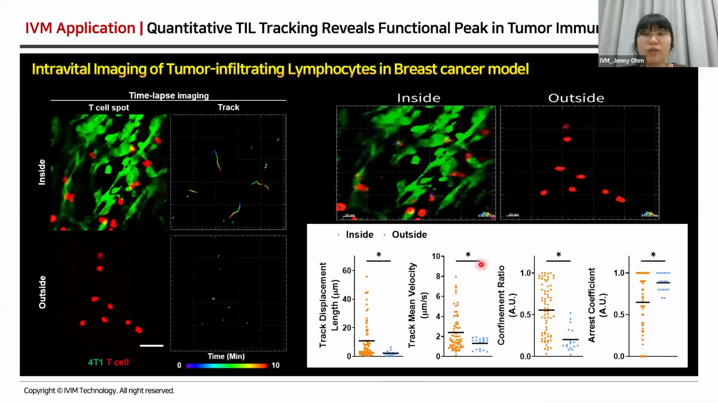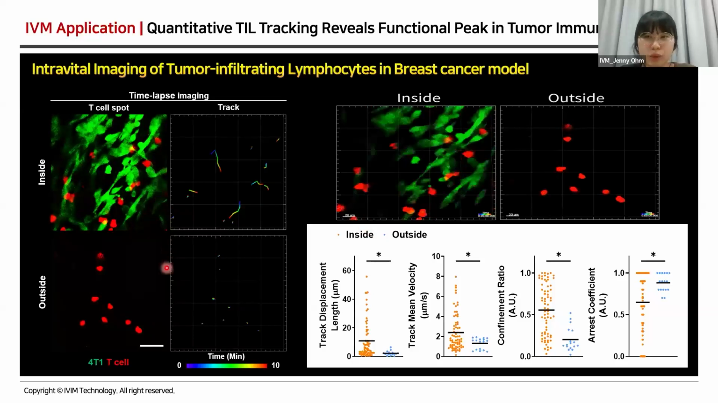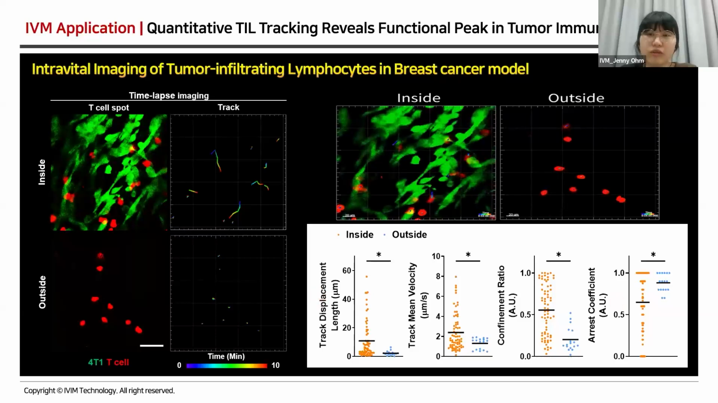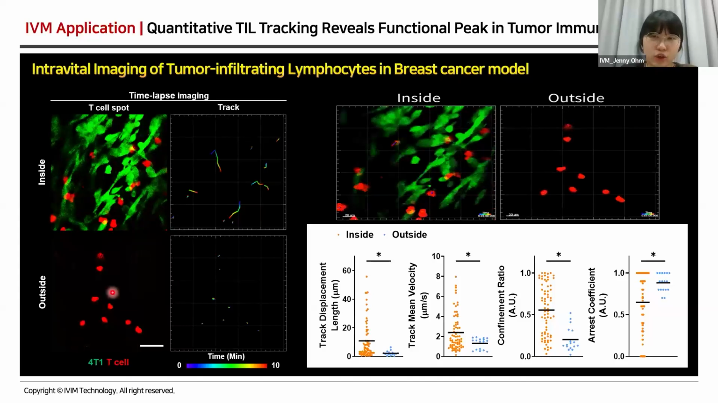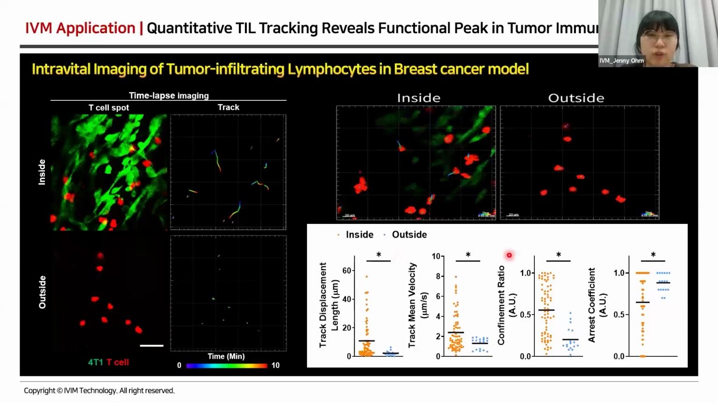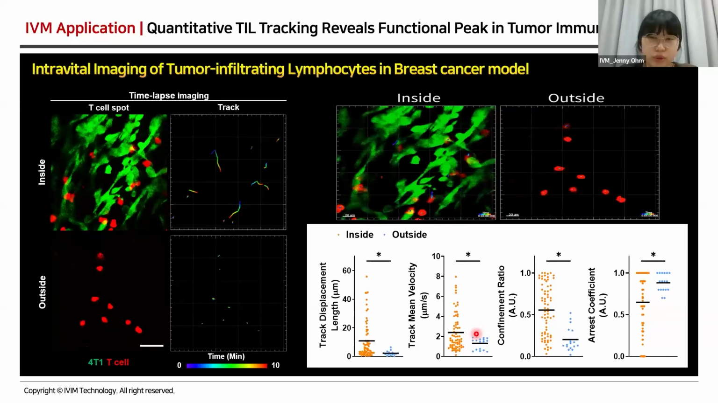Additionally, to analyze how the degree of TIL activation and infiltration differs between the interior and exterior of the tumor, we tracked and monitored both regions separately. As a result, a higher number of TILs were observed within the tumor compared to the outside of the tumor. Track data and quantification graphs further confirmed that TILs inside the tumor traveled longer distances and exhibited faster migration speeds than those outside the tumor.